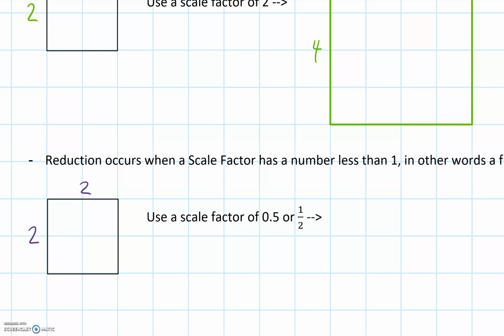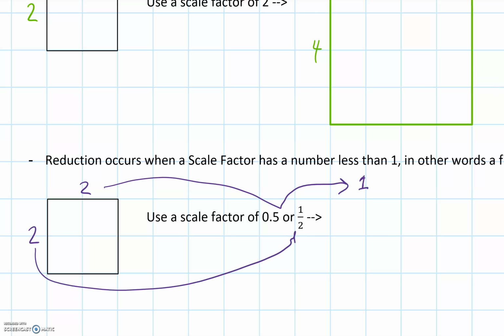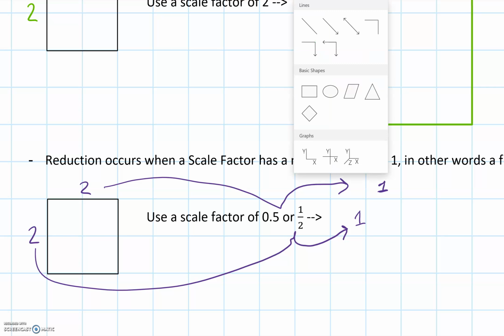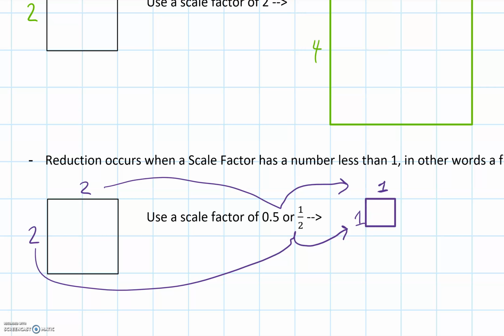So if we multiply this by 1/2 or by 0.5, then we get to 1. And if we multiply this side by 0.5 or 1/2, then we also get to 1. So I'll put that in the right spot since I'm going to have it there anyway. So 1 by 1, and that's our square. That's all there is to it.